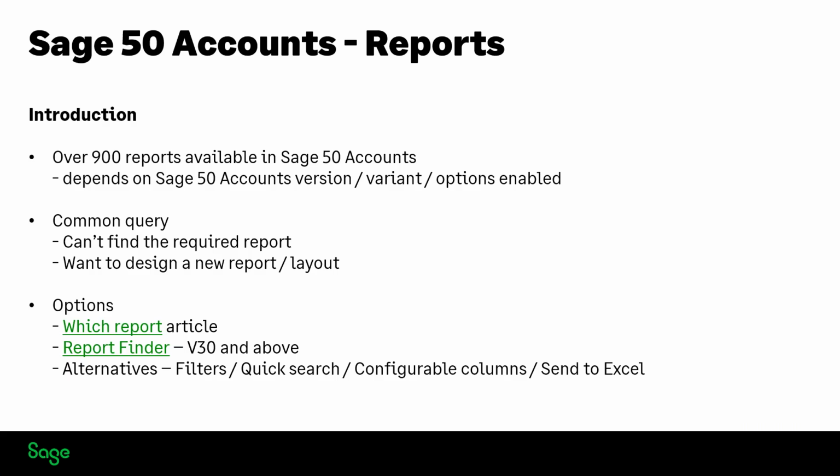So the number of available reports in Sage 50 Accounts does vary. In recent versions, there have been over 900 reports available, but that will depend on things like the version of the software you're running, the variant, by which we mean is it the Essentials level, the Standard level, or the Professional level of Sage 50 Accounts, and also the options enabled.